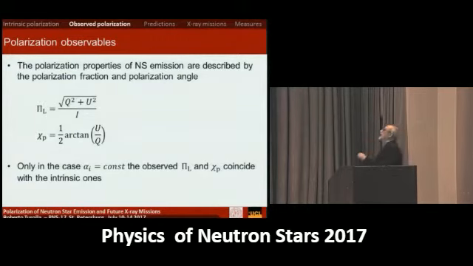And let me point out that there is just one case in which the observed polarization degree or polarization fraction and polarization angle coincide with the intrinsic ones. And this is the case in which the angle alpha_i, by which we need to rotate the Stokes parameters, is the same for all the points, as, for example, in the case in which the magnetic field is uniform. If not, as we expect around the neutron star or on the surface of the neutron star, the rotation must be accounted for.